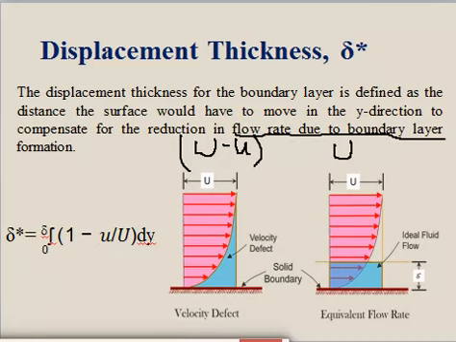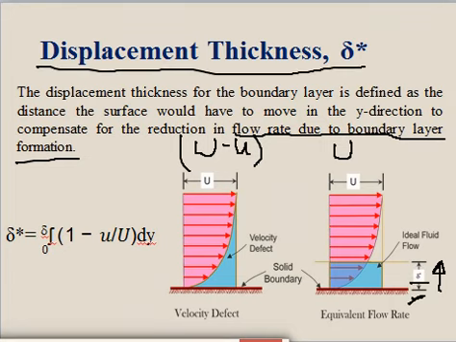So whatever the reduction in flow rate due to boundary layer formation, in order to compensate that much, how much are you supposed to move this plate in the y direction? That distance by which you are supposed to move this plate in the y direction is called the displacement thickness, denoted by del star.